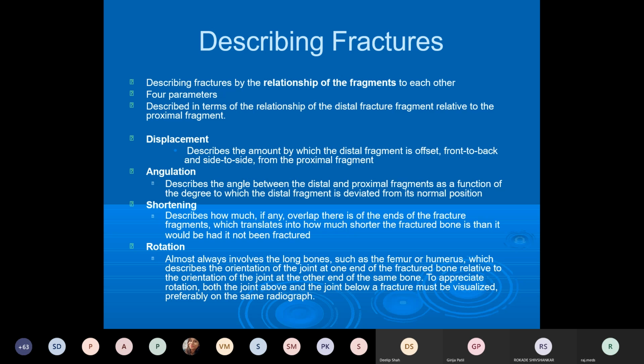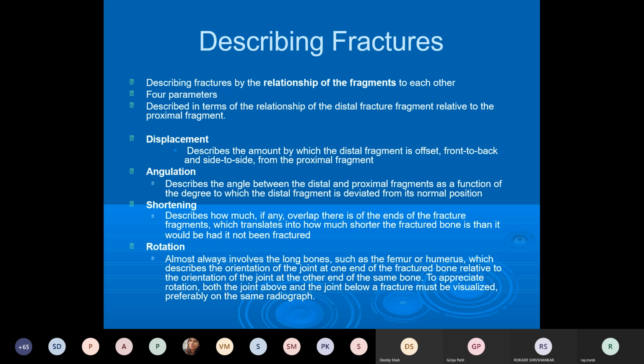Then the next point is angulation. Describe the angle between the distal and proximal fragments as a function of the degree to which the distal fragment is deviated from its normal position. So first is the displacement, then the angulation, at which angle the fragment is displaced from its normal position. Then there is shortening. Describe how much, if any, overlap there is between the ends of the fracture fragments, which translates into how much shorter the fractured bone is than it would be had it not been fractured.